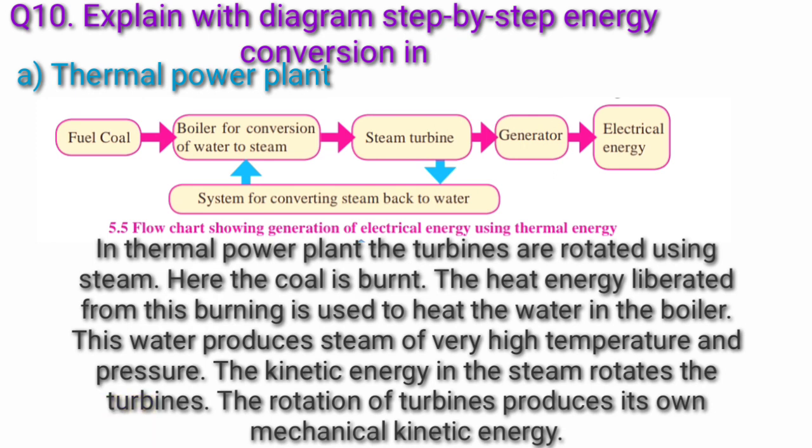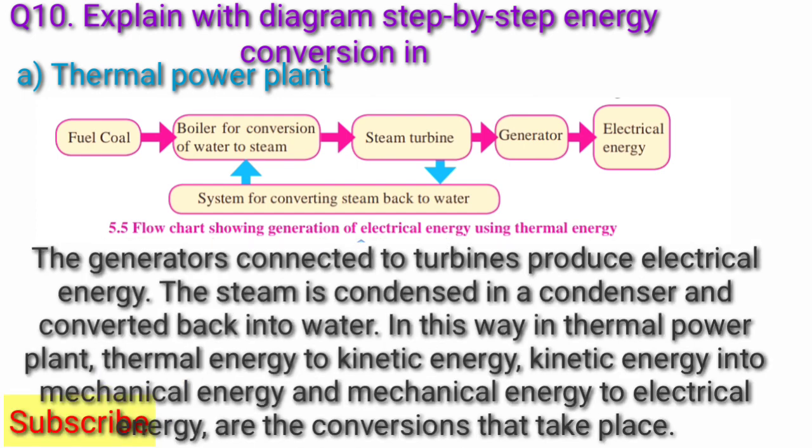The kinetic energy in the steam rotates the turbines. The rotation of the turbines produces mechanical energy. The generators connected to the turbines produce electrical energy. The steam is condensed in a condenser and converted back into water. In this way, in a thermal power plant, thermal energy to kinetic energy, kinetic energy to mechanical energy, and mechanical energy to electrical energy are the conversions that take place.